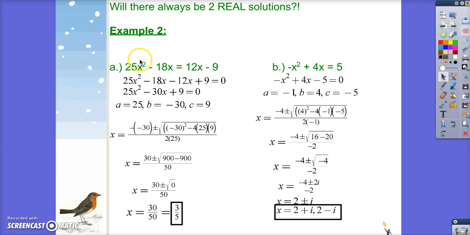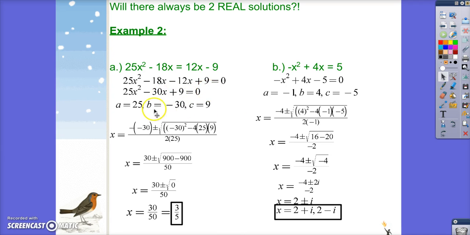I'm going to take a look at example 2. Now, I'm leaving out the work, and I'm going to go through each one of them. So you might want to solve it yourself first, and then check back with me. But let's go through letter A first. I have to move everything over to the left equal to 0. And then I have to combine like terms, so before I solve anything, I have 25x squared minus 30x plus 9 equals 0.